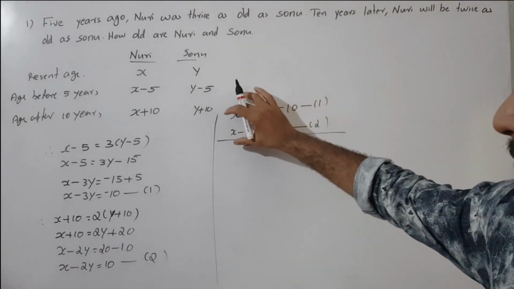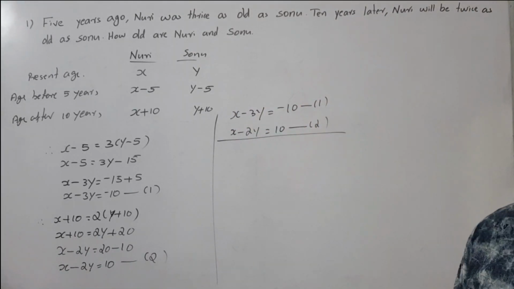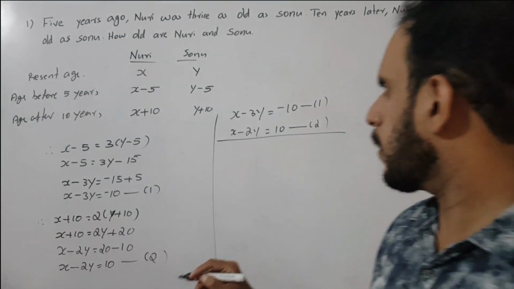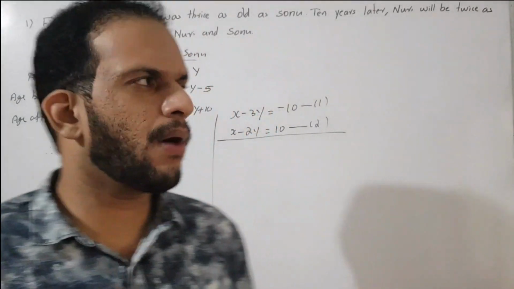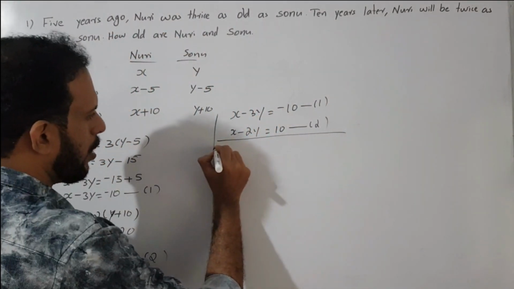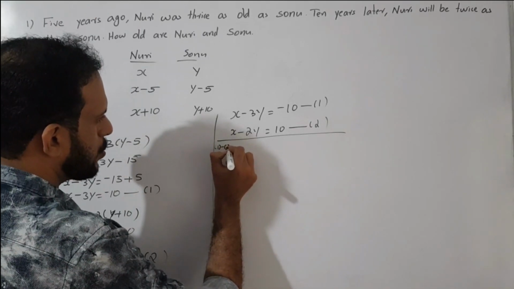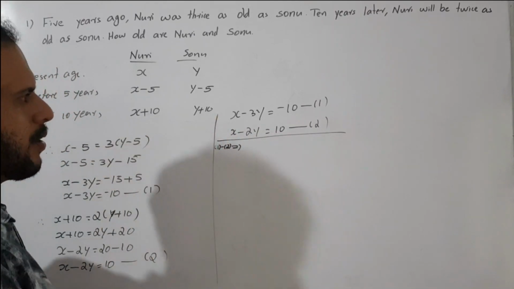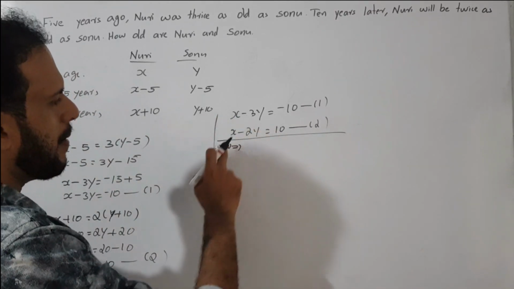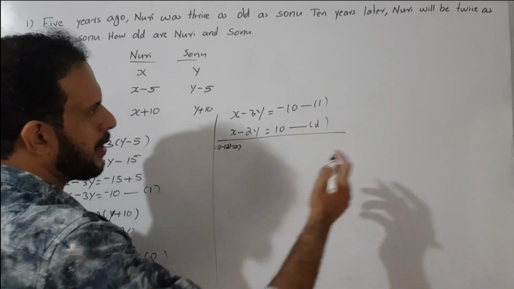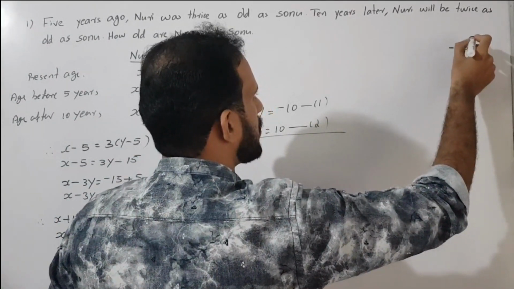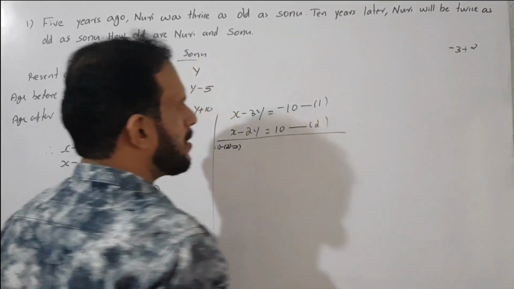Then what is the next? We take the sign of the coefficients, both are plus. So both signs of the coefficients are equal, so we subtract the equations, correct? Then the next step is 1 minus 2. Equation 1 minus 2 implies what we get? x minus x is 0. Then minus 3 minus 2, correct? Minus 3 minus 2 means minus 3 plus 2.